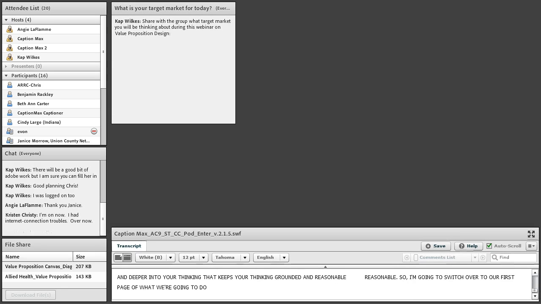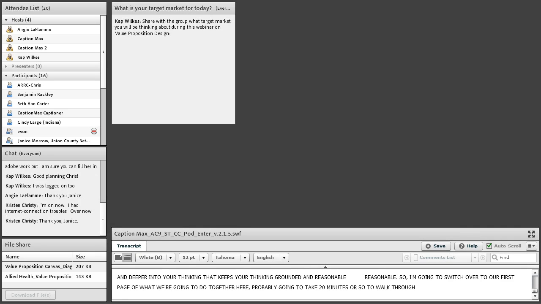So I'm going to switch over to our first page of what we're going to do together here. It will probably take about 20 minutes or so to walk through our worksheet. The very first thing we have going on is asking ourselves, what is the target market we want to work on with this value proposition worksheet?